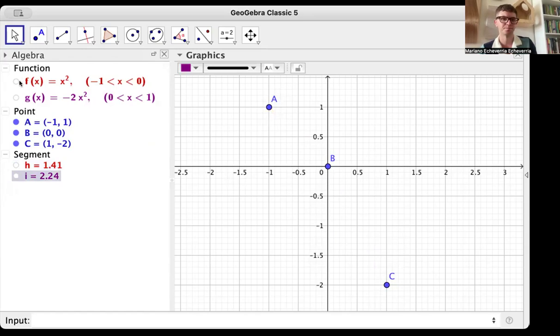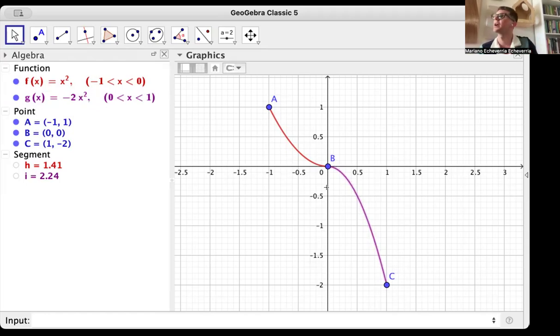So for example, these 2 points are connected by the parabola y equals x squared, and I think you can see on GeoGebra the formula for the function, the one that's being called f of x. For example, the parabola y equals x squared passes through those 2 points, and the parabola y equals minus 2x squared passes through those 2 points, right?